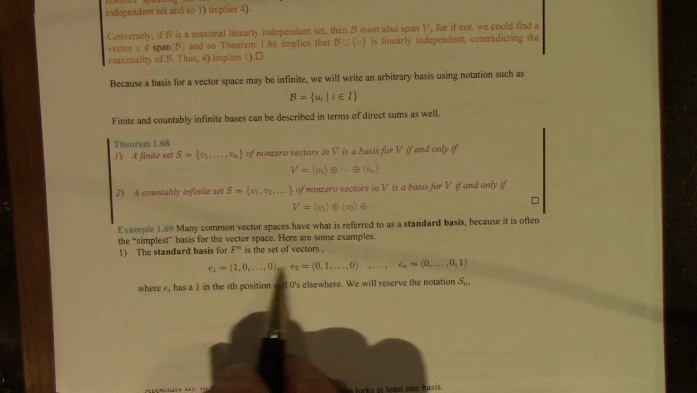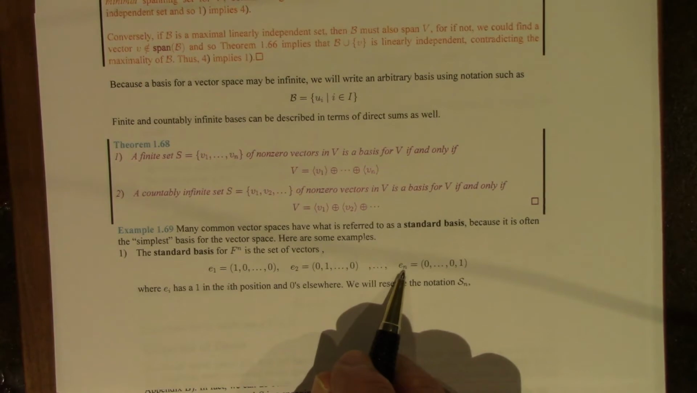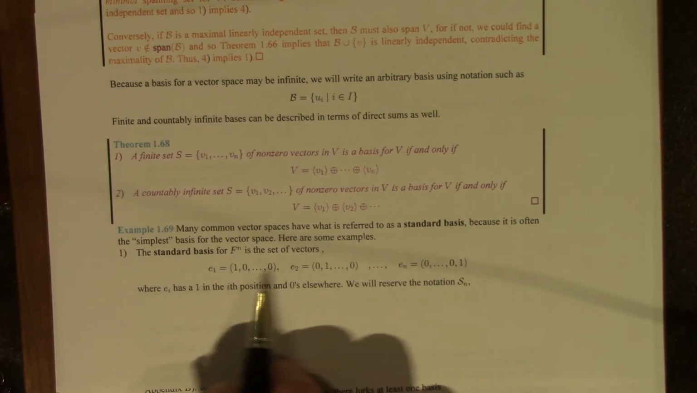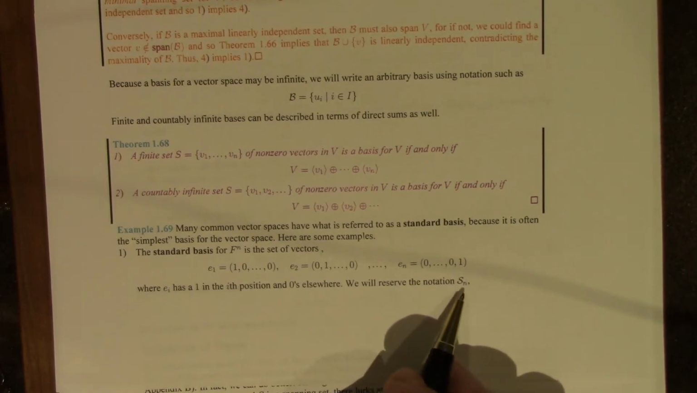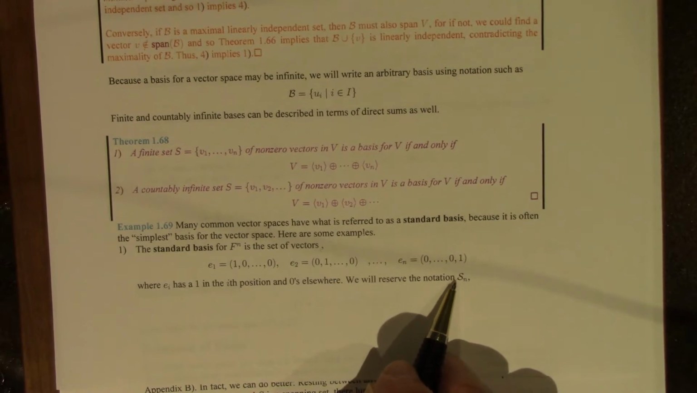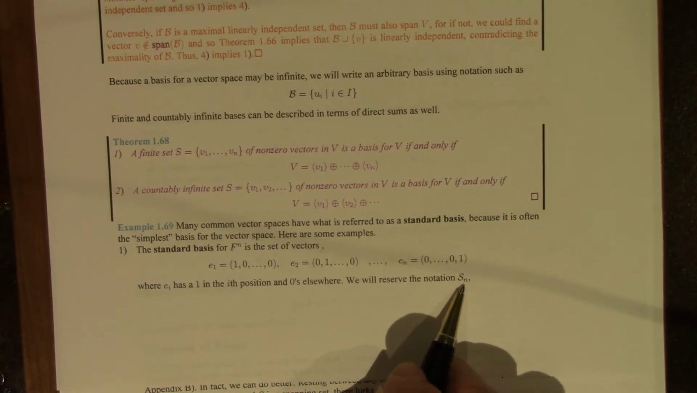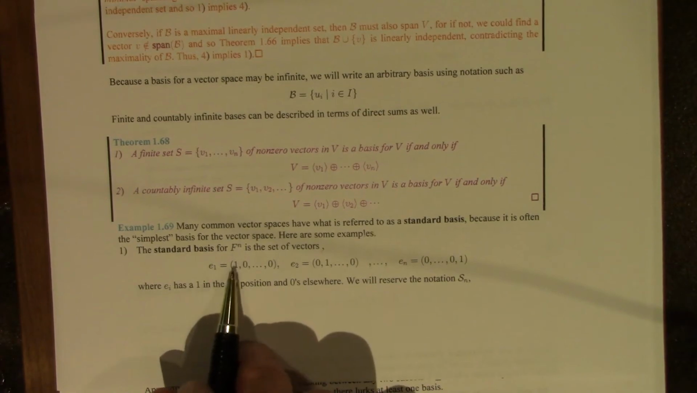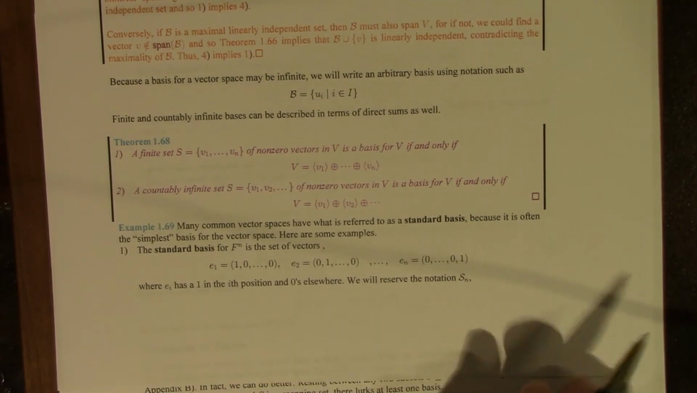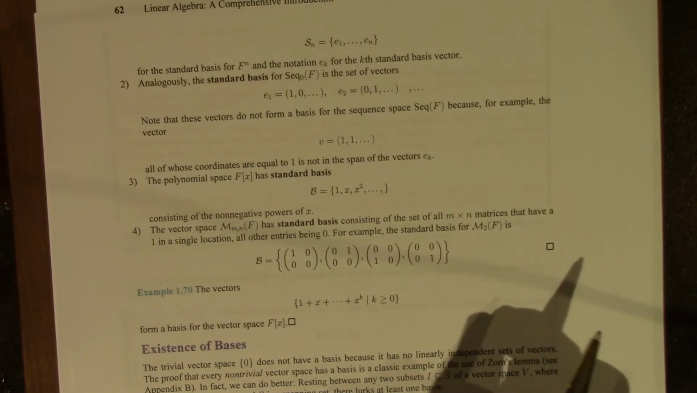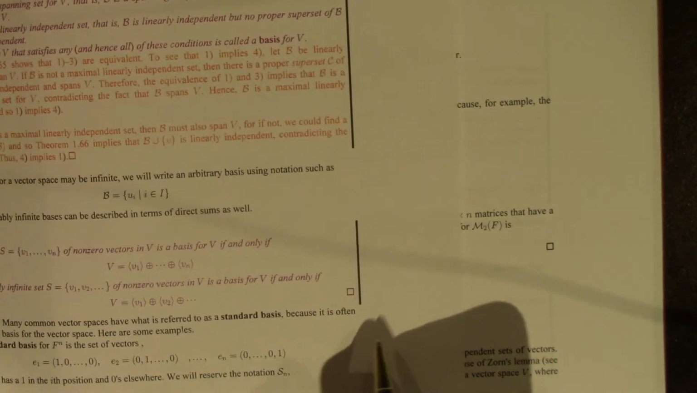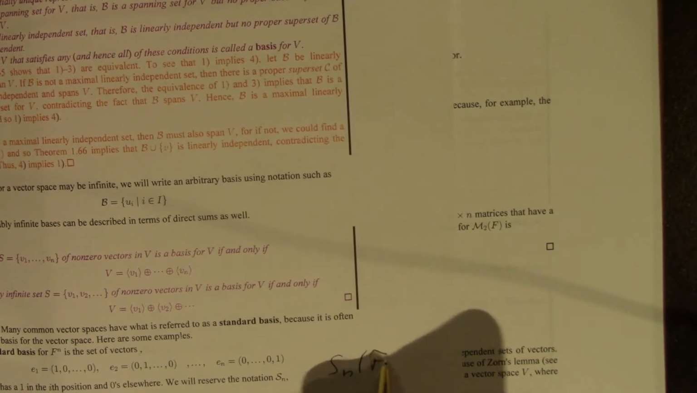I'm going to try to reserve the notation little e sub k for this basis and for one other basis. Also, we will reserve the notation script S sub n for the standard basis in Fn. The notation doesn't indicate what the field is, so that will have to come from the context. A notation such as S sub n of F would be more complete, but it gets a little bit cumbersome.